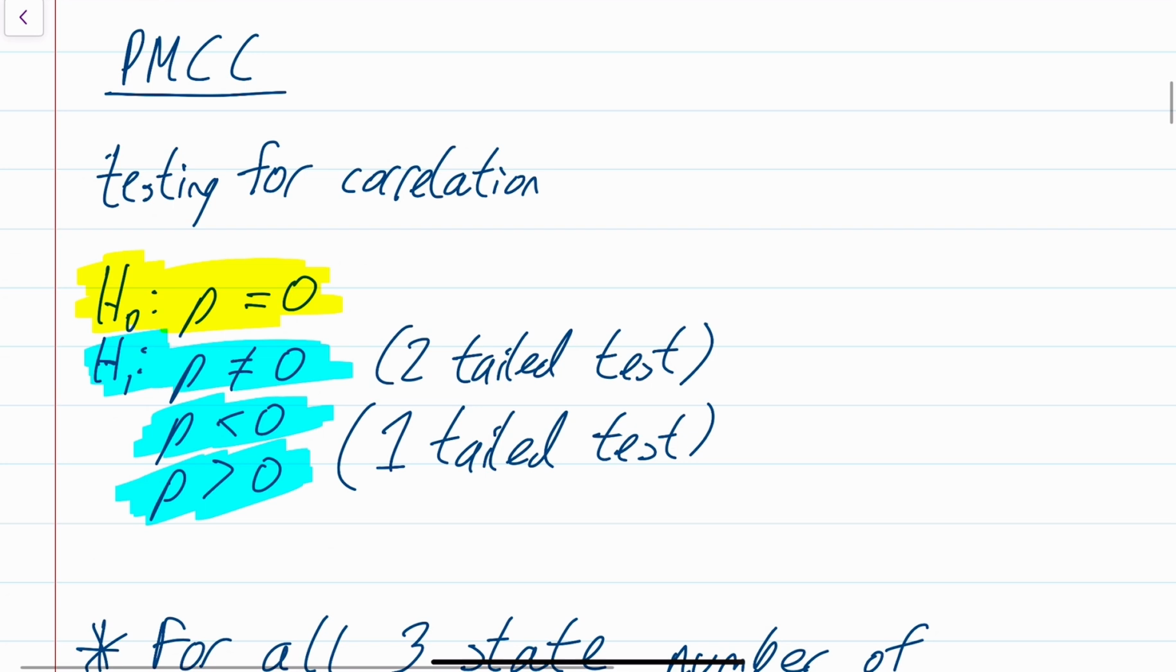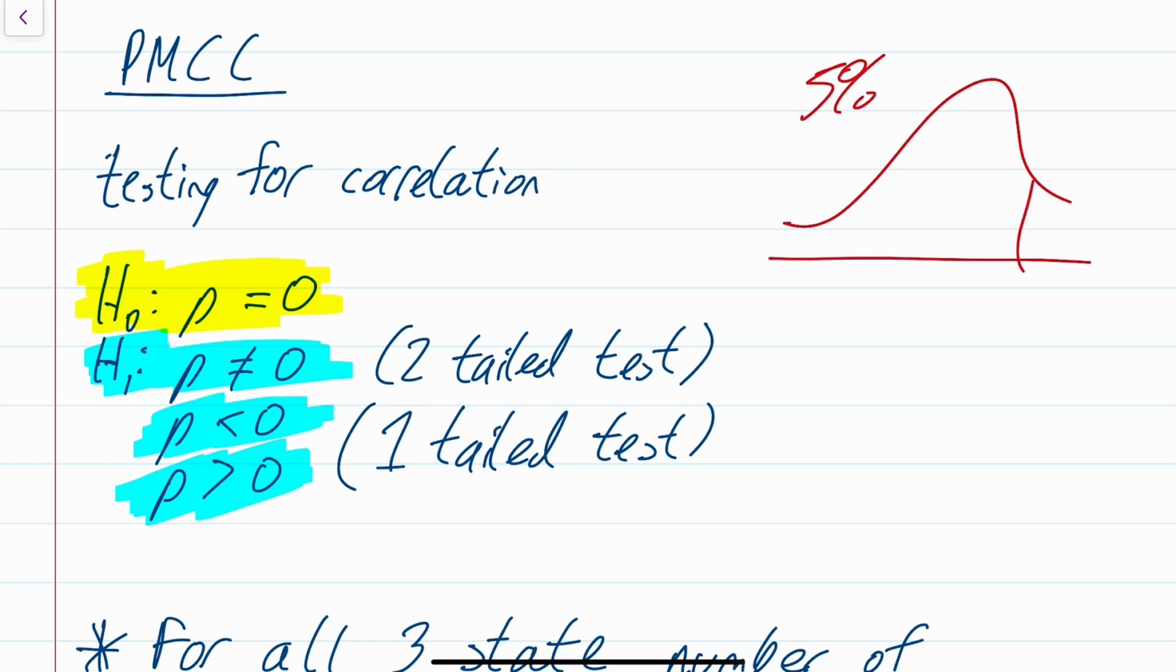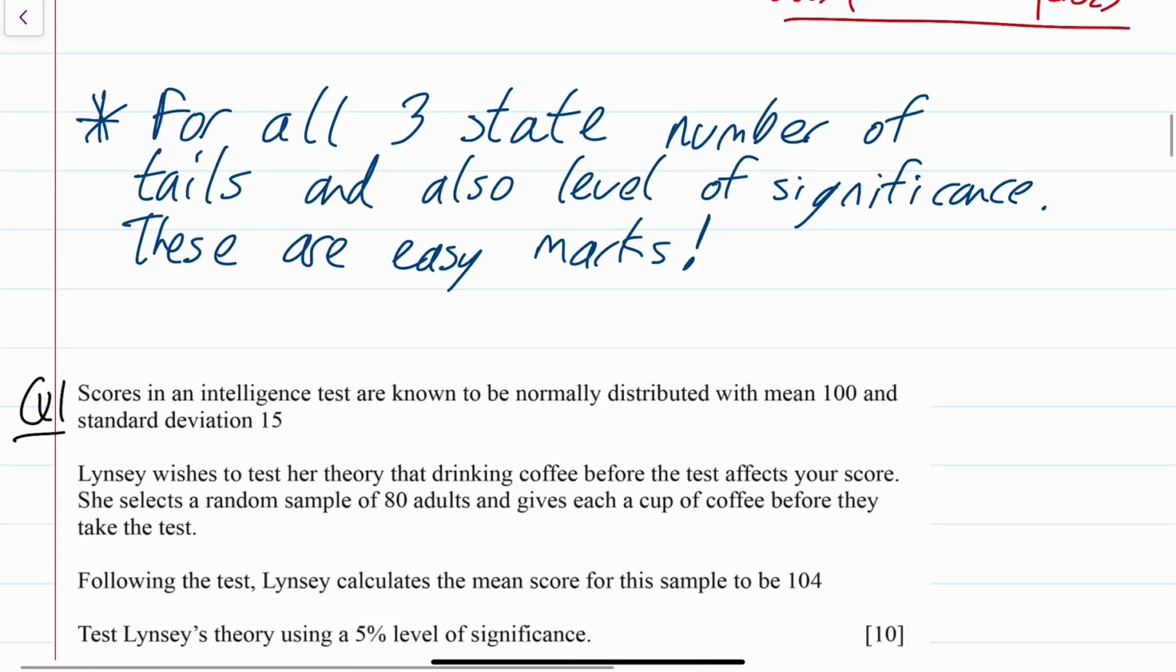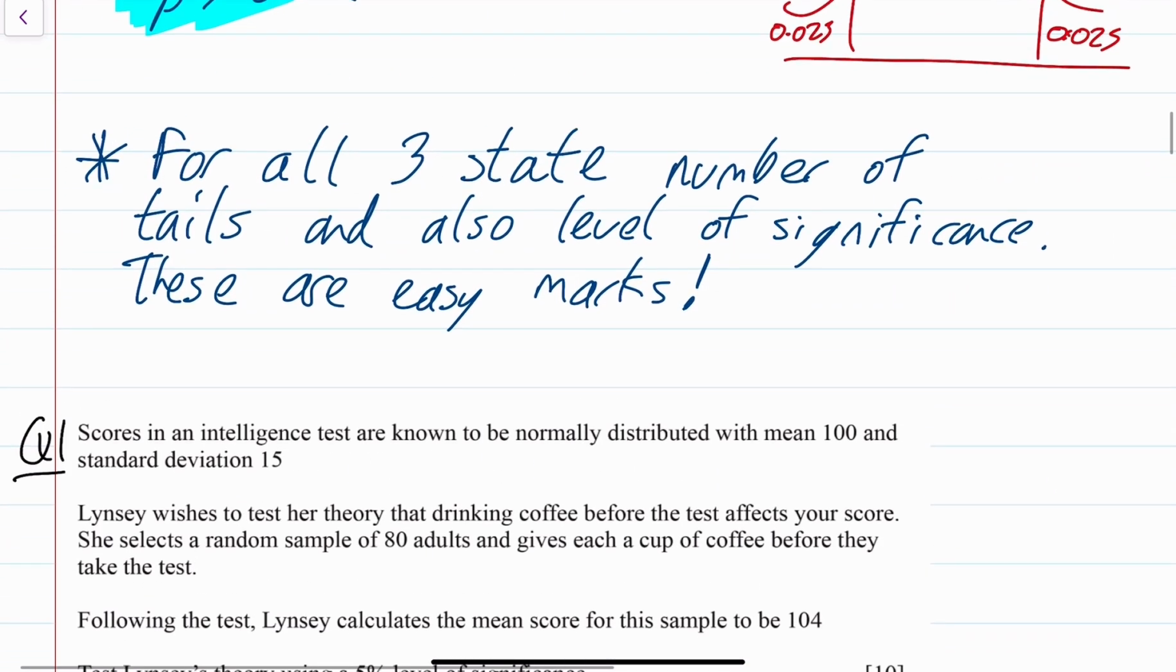If you're testing at 5% and it's a one-tailed test, maybe that 5% is just going to be up here. But if it's a 5% and it's a two-tailed, then you have to split your 5% in half so that it's at either end. That's really the only thing you've got to worry about for the different tails. So one-tailed, it's going to be at just one end, the whole 5%. But if it's a two-tailed at 5%, then it's split evenly on both sides. For all three, state the number of tails and also the level of significance. These potentially are very easy marks that you will get.